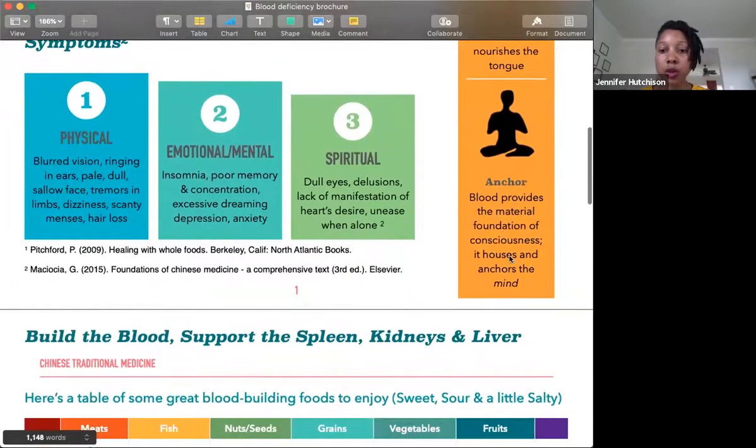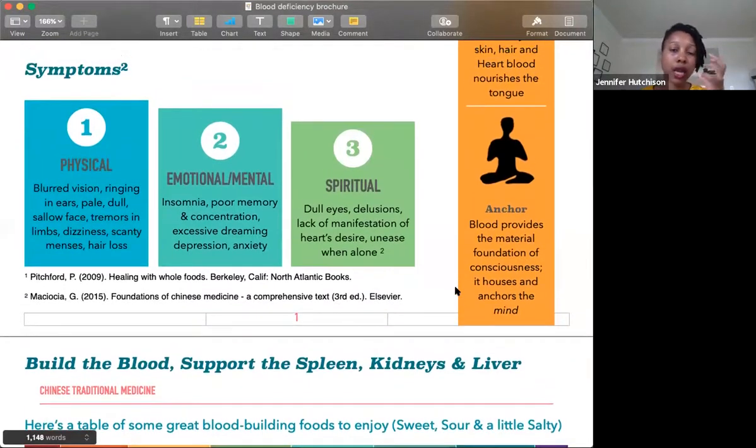But then here, this one's really important too, anchoring. The blood provides the material foundation of consciousness. It houses and anchors the mind. So we think about blood as actually anchoring the mind. And so when we are blood deficient, we may have jitteriness. We don't like being alone. We're not able to be settled. Blood is more heavy, substantial, and so when we have very little of it, we kind of feel floaty and lightheaded. That's where the dizziness comes in, things like that. So I hope that makes sense.